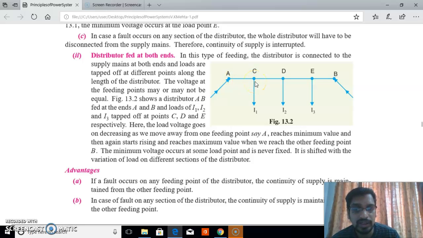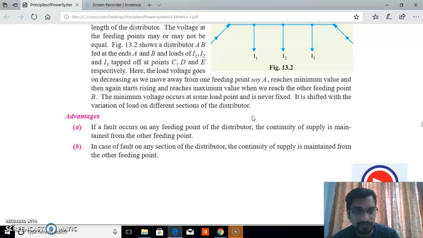And here, if any fault occurs on the feeding point at A, we can supply the whole distributor by giving the supply at point B. So that is the distributor fed at both ends.